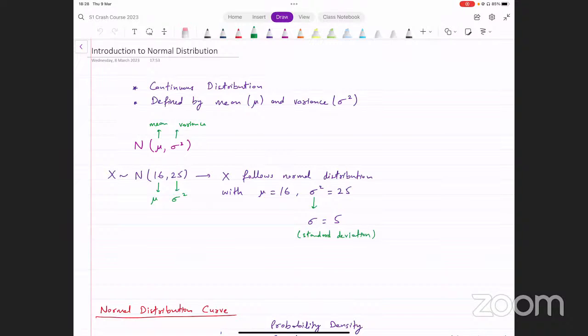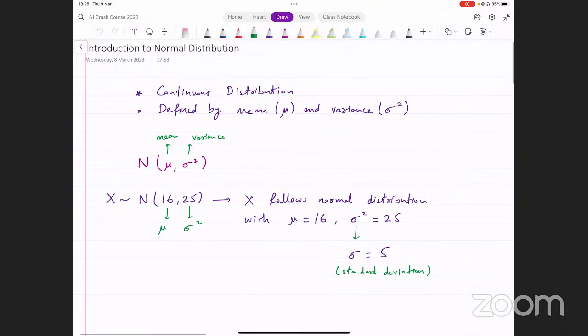Let's begin. In our last session, we started normal distribution. We talked about some basics of this topic. We started with the fact that it's a continuous distribution, so it's used for continuous data, and it's defined by mean and variance.